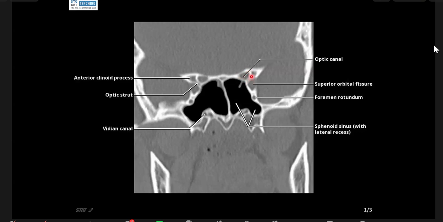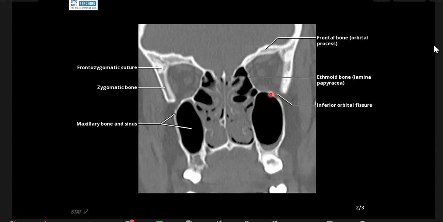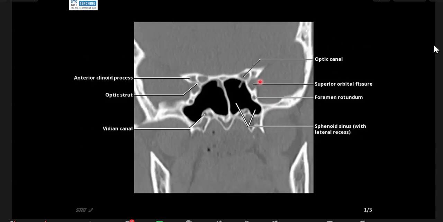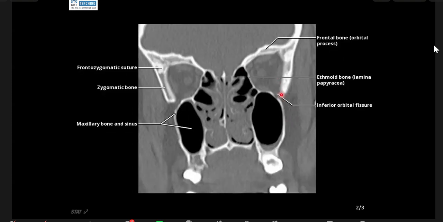So this is the optic canal, and slightly more, this is the superior orbital fissure, which is lateral to the sphenoid sinus. If we go more anteriorly, this is the inferior orbital fissure, and the point to remember is you can see it communicates with the masticator space here. So these are the three foramina.